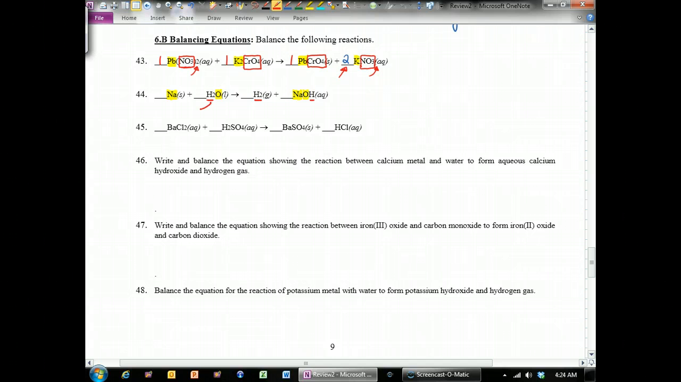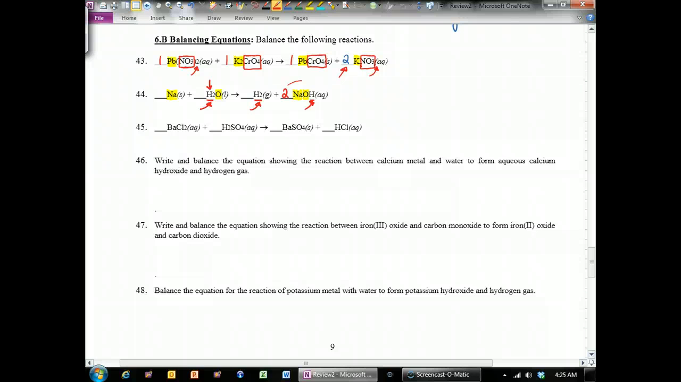I've got 2 hydrogens on the reactant side, and then I have 2 plus 1 on the product side. Well, since my hydrogens come in only 2s on the reactant side, that's an even number. I have to have an even number on the product side. The only way I can do that is by having an even number in front of the NaOH. So I'm going to start out by putting a 2 there.